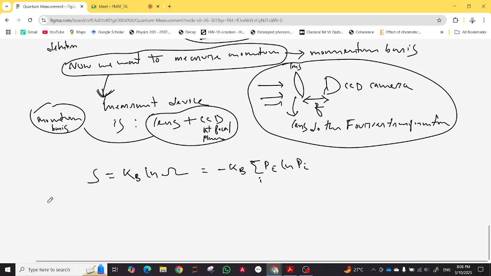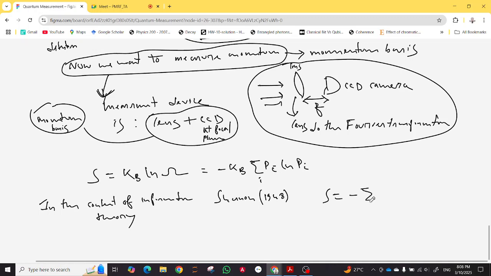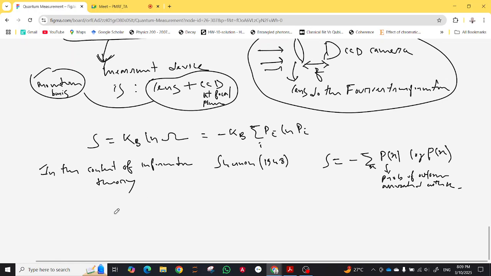Now, in the context of information theory, what Shannon told in 1948 is that you can write entropy like this: minus sum over x of p(x) log p(x), where p(x) is nothing but the probability of the outcome associated with x.